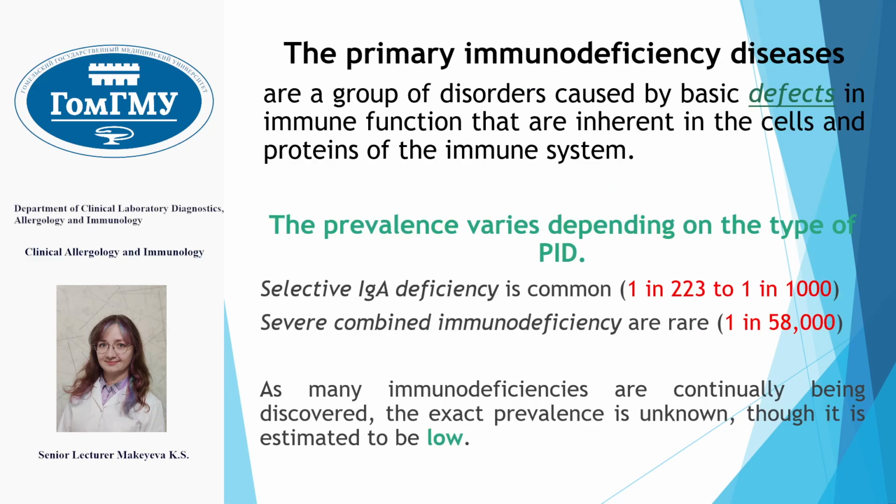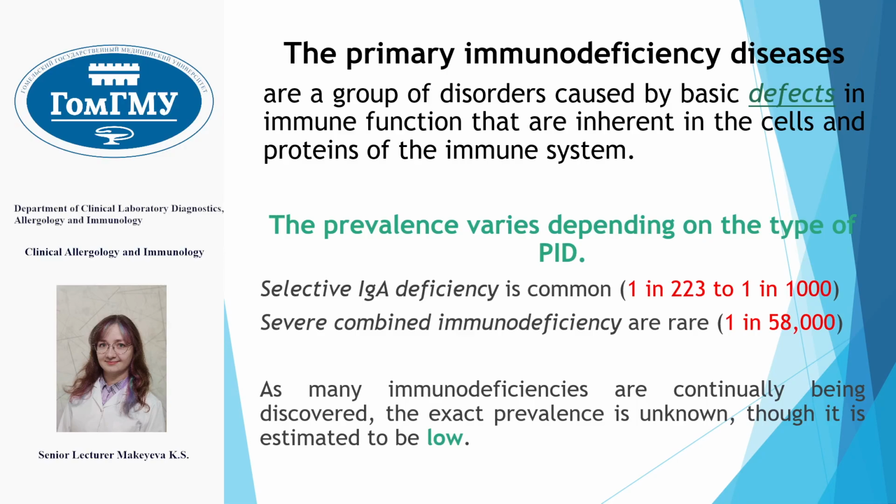The primary immunodeficiencies are a group of disorders caused by basic defects in immune function that are inherent in the cells and proteins of the immune system. Some affect a single cell or protein of the immune system, and others may affect two or more components of the immune system. There are more than 300 primary immunodeficiency diseases.